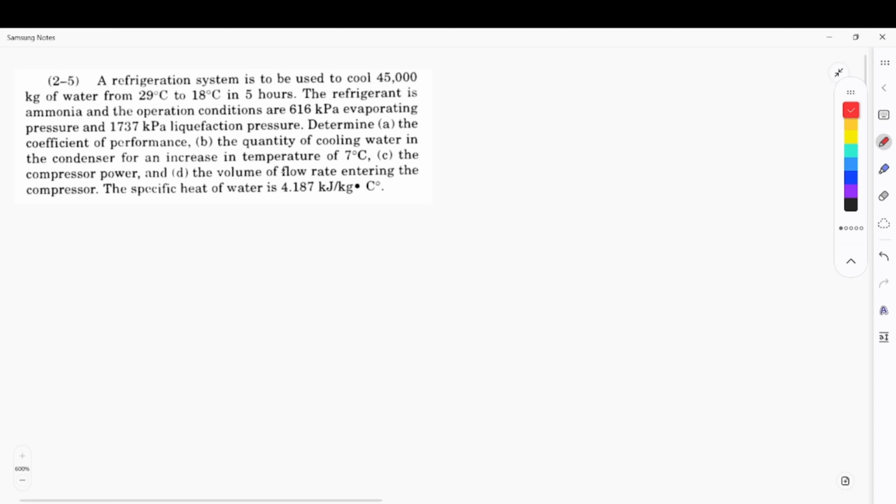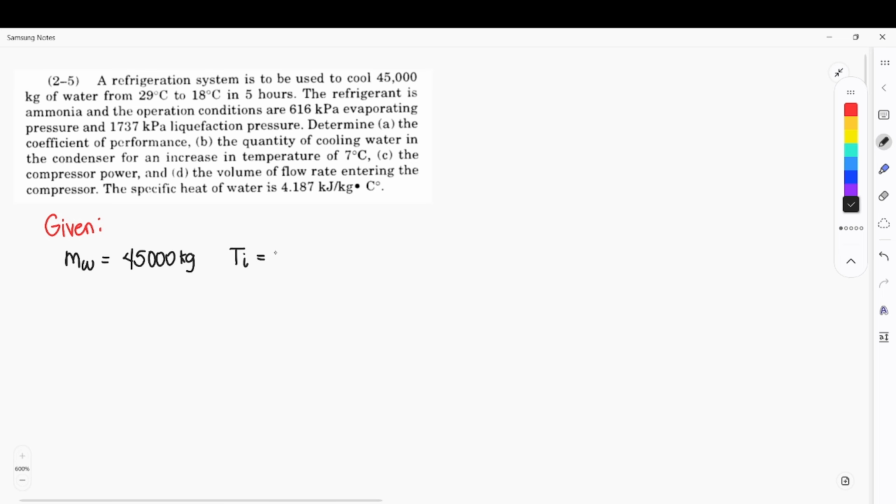Alright, in this video, we will answer a problem in Vapor Compression Cycle. Okay, first let's write our given. What do we have? For this problem, we are required to find a certain number of values, marami siyang pinapahanap. So, let's write our given.